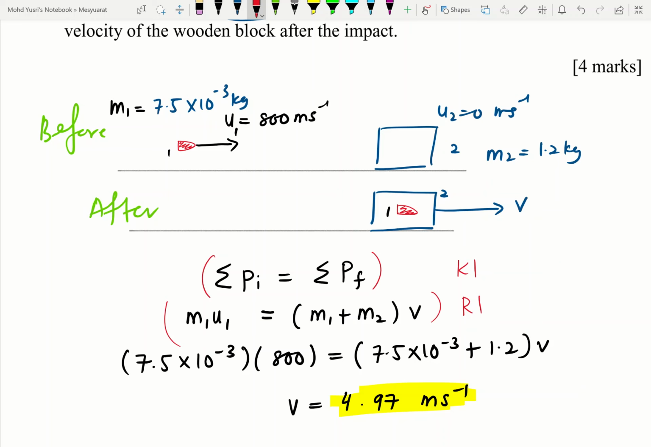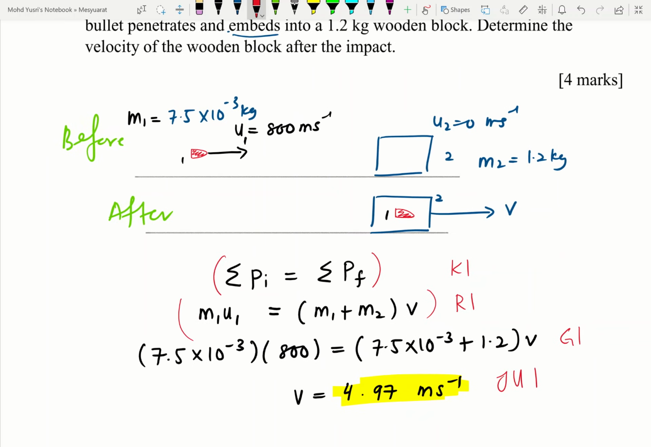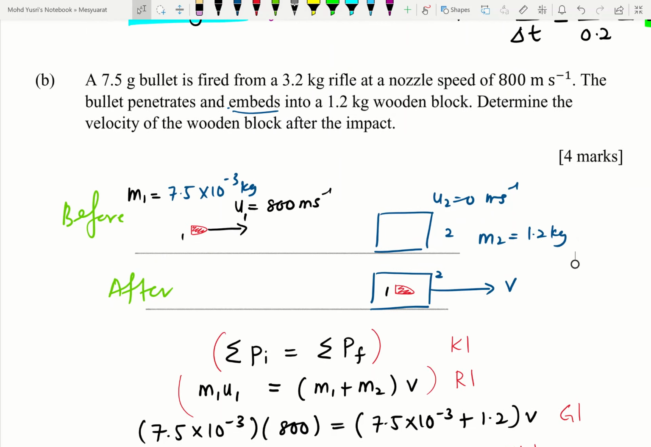Okay, dan you substitute all the value and you get correct answer, jawapan with correct unit, dan baru kamu dapat satu markah. Okay, so itu dia 4 markah bagi soalan nombor 3B. So itu saja untuk video kali ini.